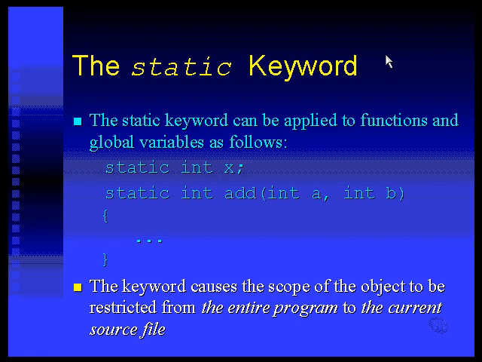Let's take a global variable for example. It means that if you put static in front of a global variable declaration, then that variable will only be visible within the scope of the current source file. If you were to try and access that global variable from another .c file, you would get a compiler error message saying, I don't know about that variable. And the same applies to functions. If you have a static function, you cannot call that function from a .c file that is different to the one that the function is actually defined in.